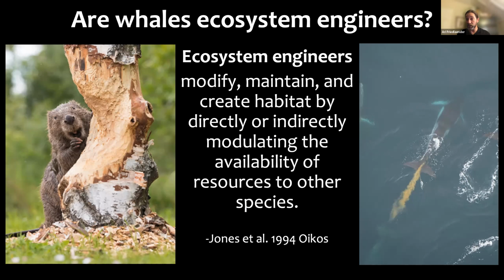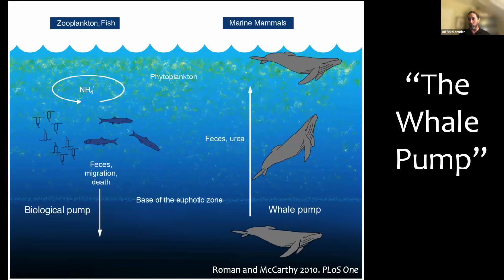So ecosystem engineers, again, this is a slide of Matt's, are animals that modify, maintain, or create habitat either directly or indirectly by modulating the availability of resources to other species. One of nature's fantastic engineers is a beaver, and that's a perfect example of it. But we make the case in this paper that whales are also ecosystem engineers, and the mechanism you can see that this little Antarctic minke whale is showing is effectively the crop dusting technique. And I'll show you exactly how this works in what's called the whale pump.